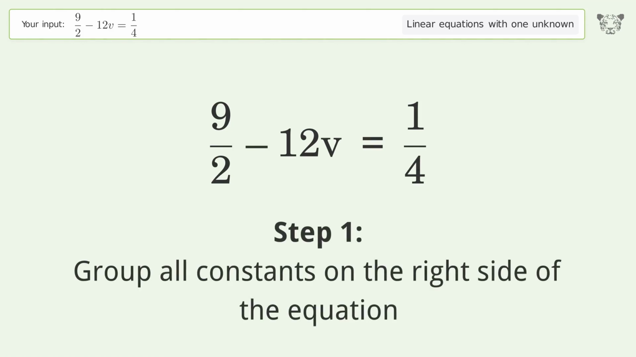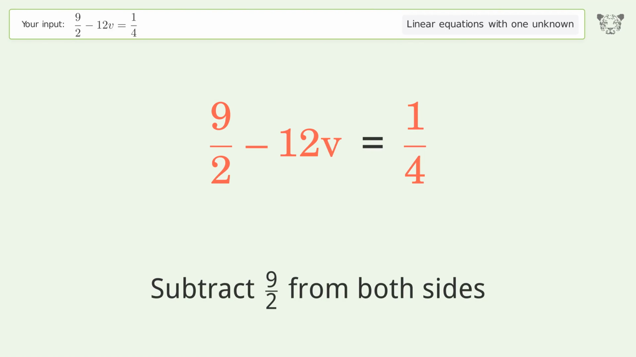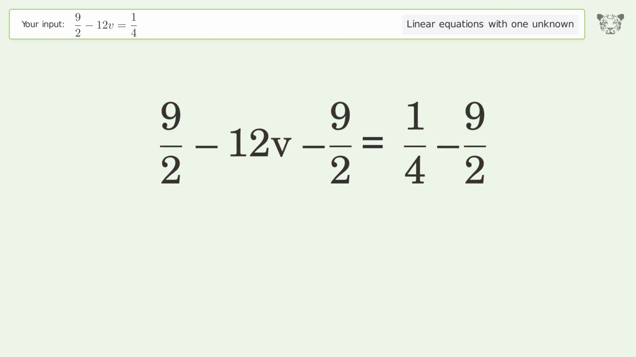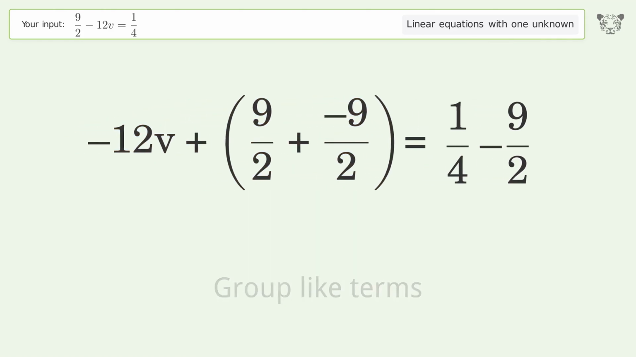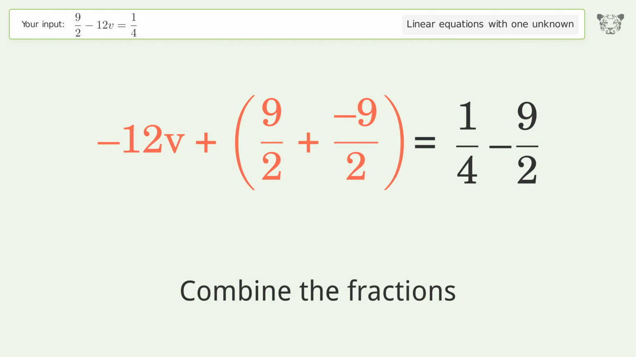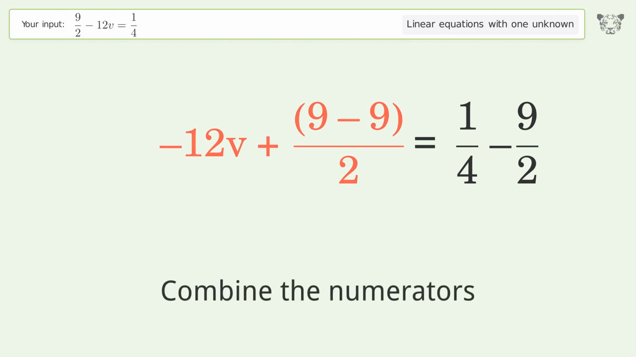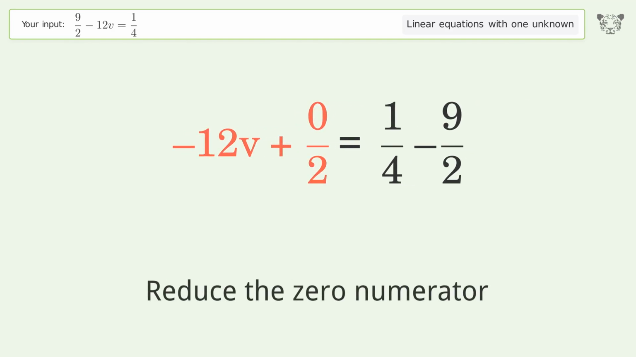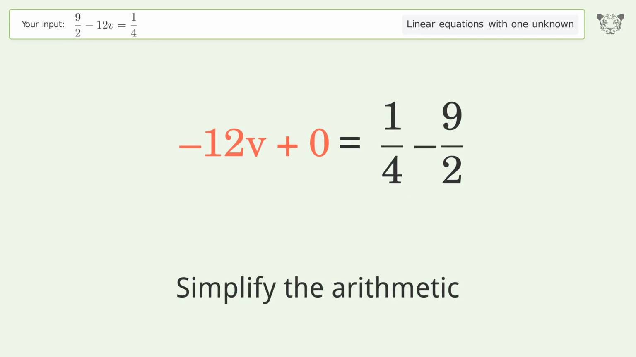Group all constants on the right side of the equation. Subtract 9/2 from both sides. Group like terms. Combine the fractions. Combine the numerators. Reduce the zero numerator. Simplify the arithmetic.